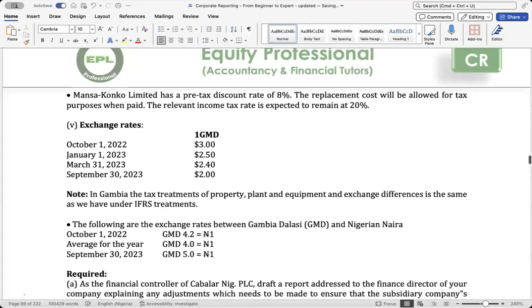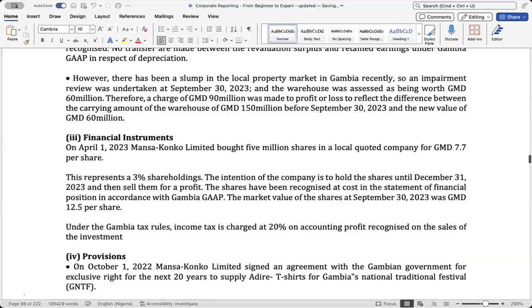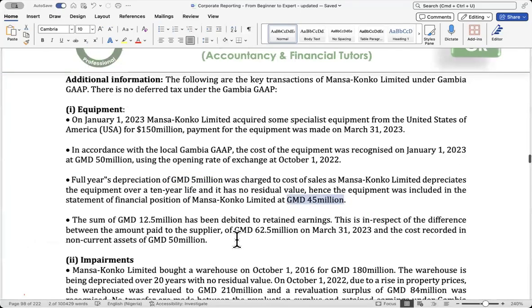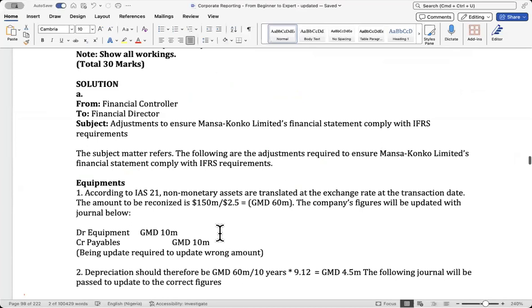Of course, if you go back to the question, it will affect the second part, which is the depreciation they calculated. They did full year depreciation, which is wrong. This asset was acquired during the year, so they need to prorate. They gave us a useful life of 10 years. So this 5 million depreciation is wrong, and this carrying amount is wrong. So I corrected that also. I said 2.